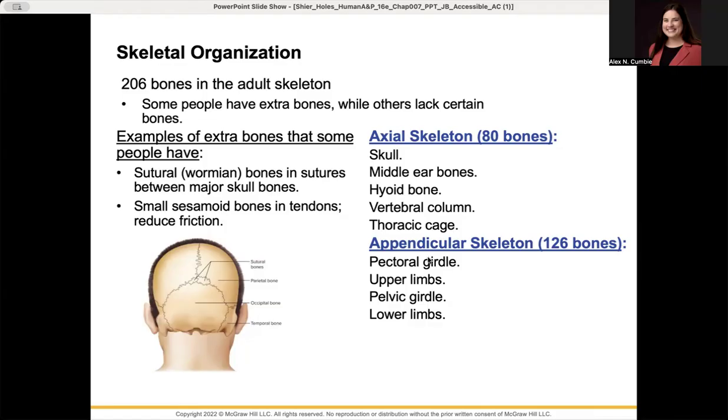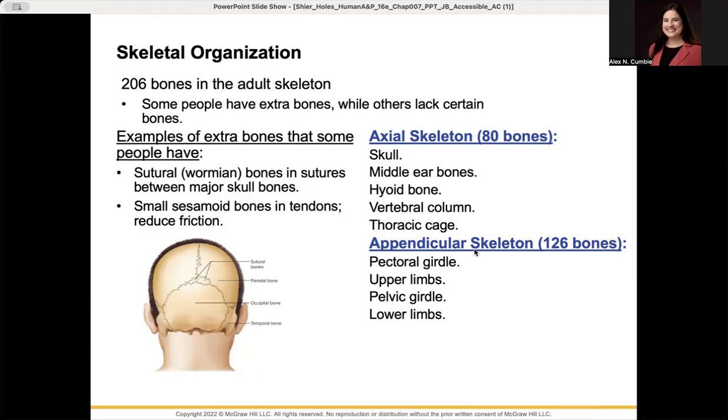Now we remember this from the first chapter. Axial is the head, neck, and trunk. So we're going to focus on bones in the head, neck, and trunk for axial skeleton. And then for appendicular, this is the arms and legs. So we're going to focus on bones there. So in the axial skeleton, which is about 80 bones, you have your skull bones, your middle ear bones, your hyoid bone, which is found in the neck, your vertebral column, right, what protects your spinal cord, and your thoracic cage. Your thoracic cage includes your sternum and your ribs. So this is all in the head, neck, and trunk region, axial skeleton.